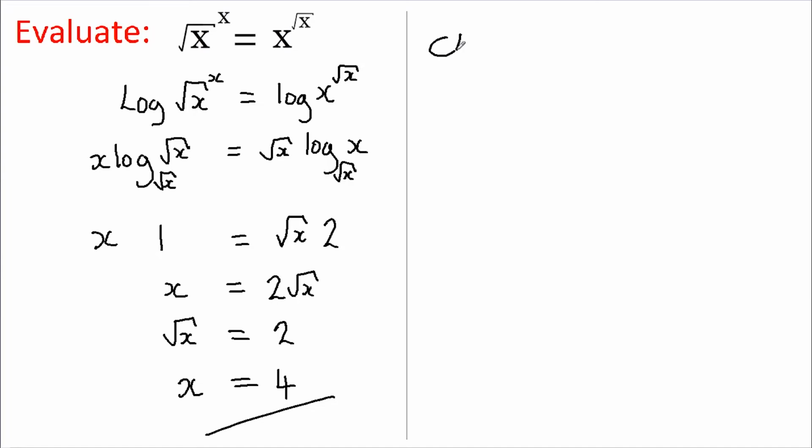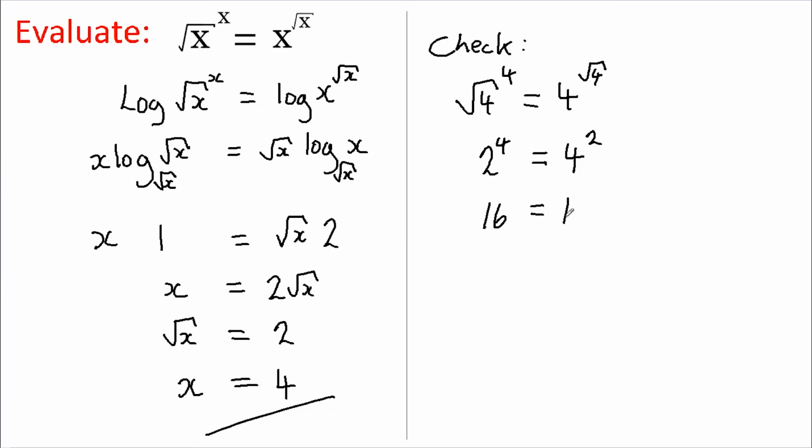Let's do a quick check. If x equals 4, then root 4 to the power of 4 should equal 4 to the power of root 4. Root 4 is 2, so this becomes 2 to the power of 4, and root 4 is 2, so this becomes 4 to the power of 2. 2 to the 4 is 16, 4 squared is 16, so we're good.